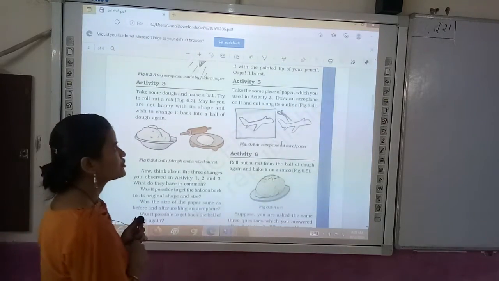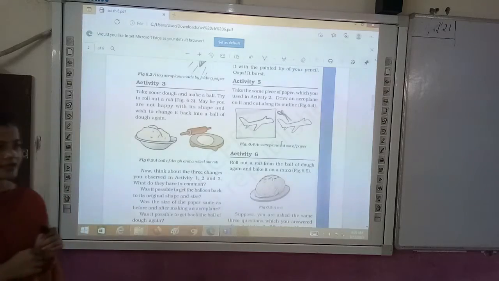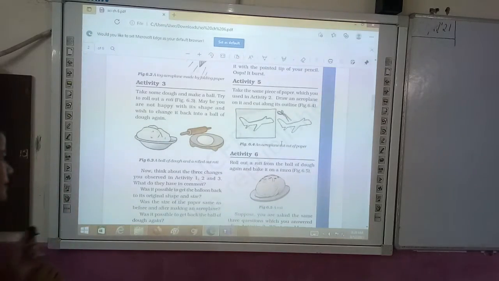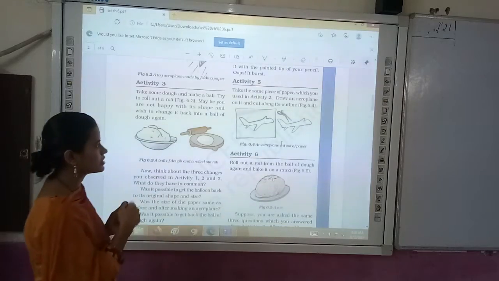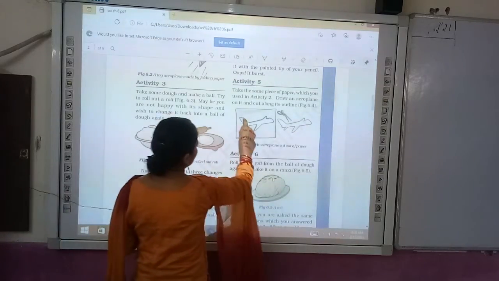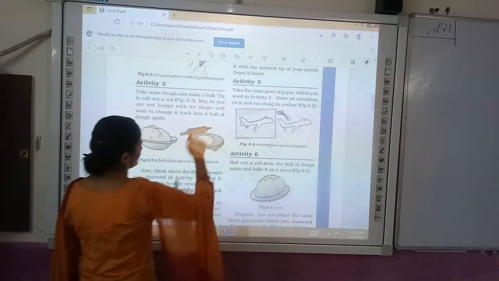Same piece of paper which you use in activity 2. In activity 2 you are using a paper and change it into a toy aeroplane. So you have to take the same piece of paper, draw an aeroplane on it. You just draw the aeroplane on it and cut along its outline. अब उसके outline से सीजर की हेल्प से कट कर लो. Outline मतलब इसको बाहर से कट कर लो जितना इसका शेप हो एरोप्लेन का.